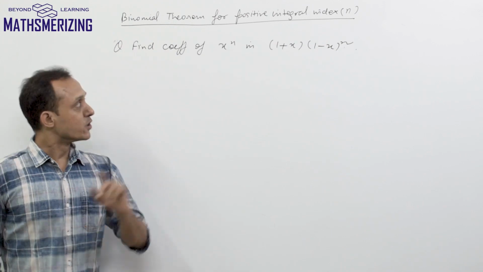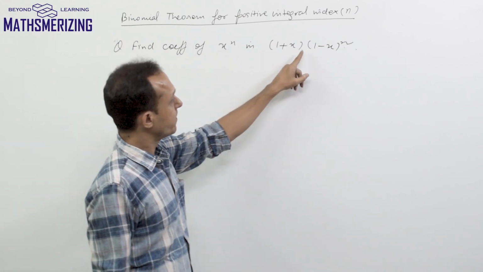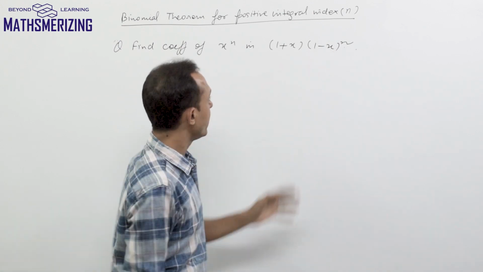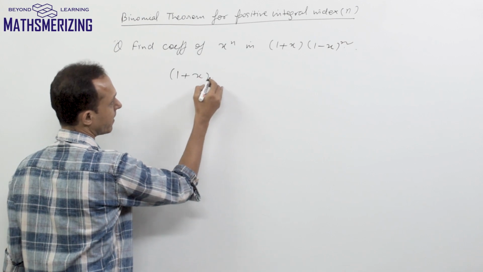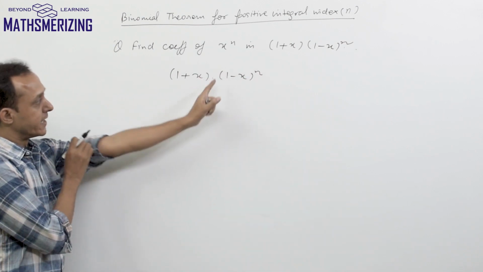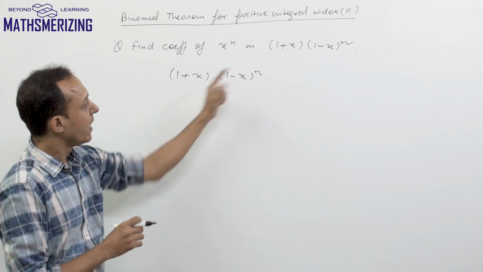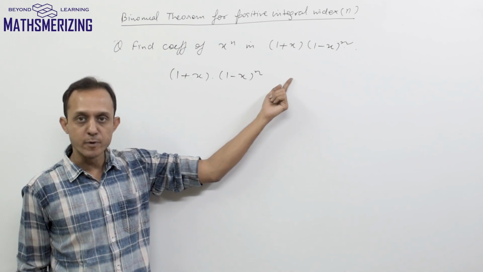Now let us take another question, which is: find the coefficient of x to the power n in (1 plus x) into (1 minus x) to the power n. So I'll write it as (1 plus x), and then it is (1 minus x) to the power n. Now this expansion (1 minus x) to the power n will contain the powers starting from x to the power 0, and it goes all the way up to x to the power n.